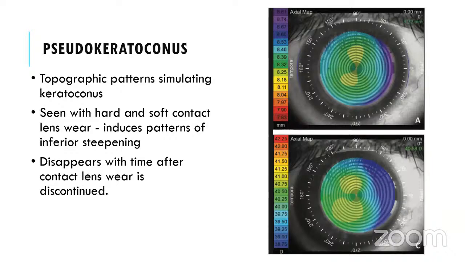Pseudokeratoconus: topographic patterns simulating keratoconus are seen. It is seen with hard and soft contact lens wear. It induces patterns of inferior steepening and disappears with time after contact lens wear is discontinued.